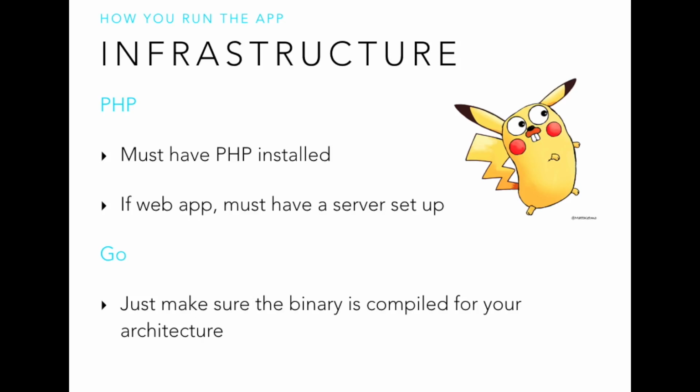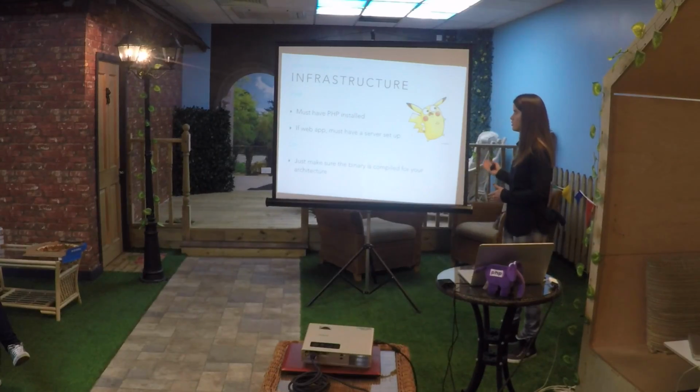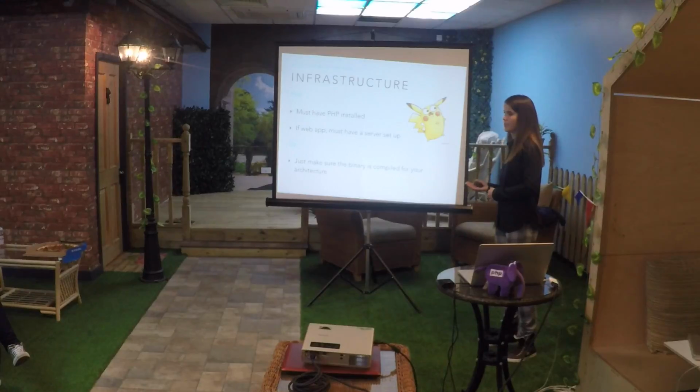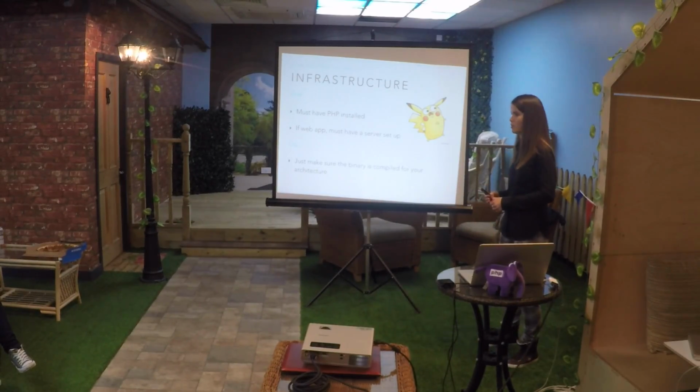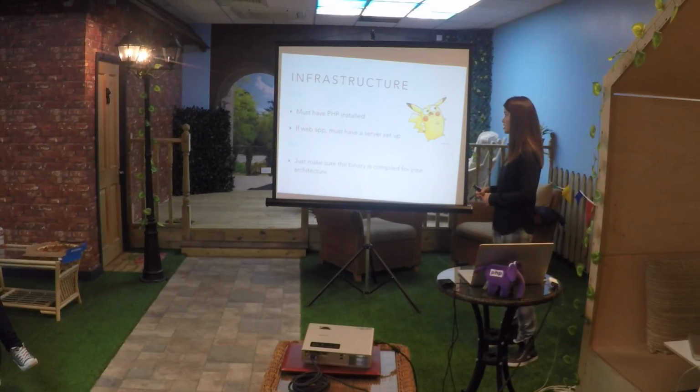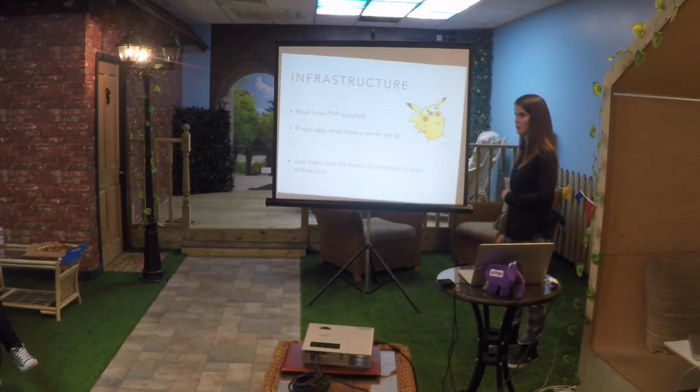A little bit about how running PHP is different to Go. With PHP, you must have PHP installed on the server, and if you are making a web app, you need the server itself because you need the PHP interpreter. You need something to interpret the code because it's an interpreted language. With Go, because it's a compiled language, the only thing you have to make sure of is that you compile it for the right architecture, because it's the same as C. If you compile it on a Mac, it might not work on CentOS or something. So compile it for the right architecture, and then you just run the binary. That's as simple as that. You don't even need Go installed on your production box, because it's just a binary.